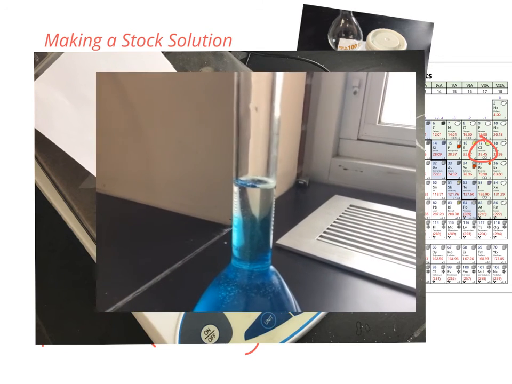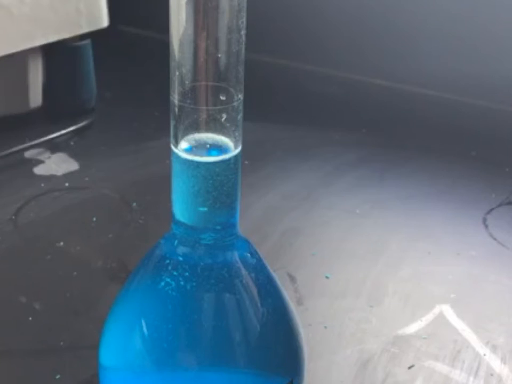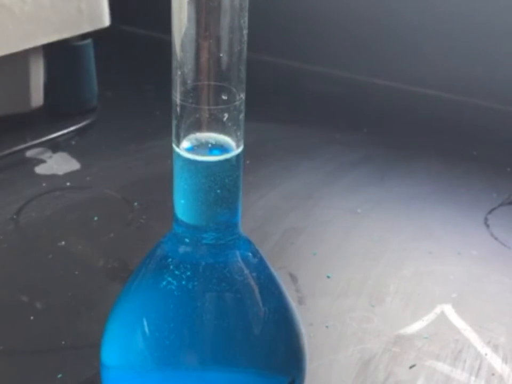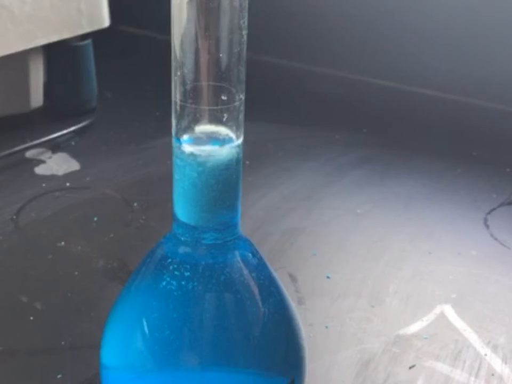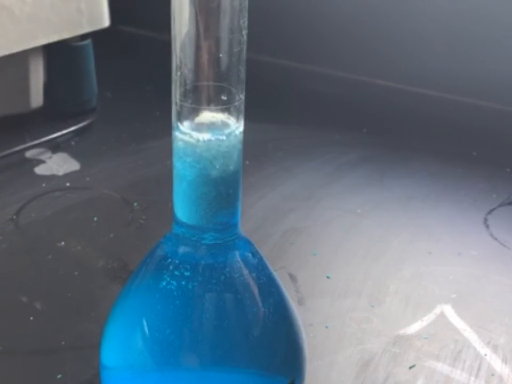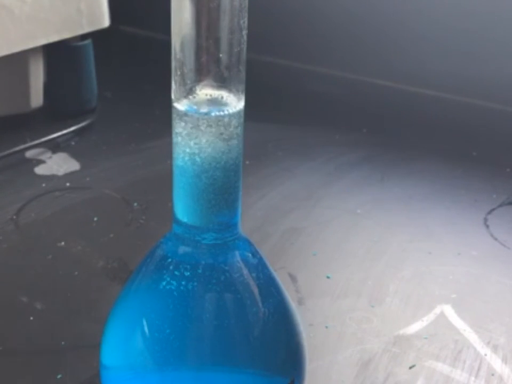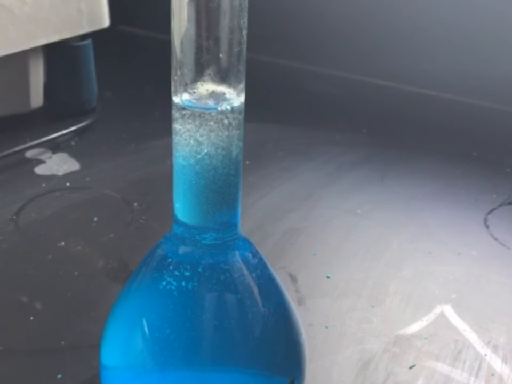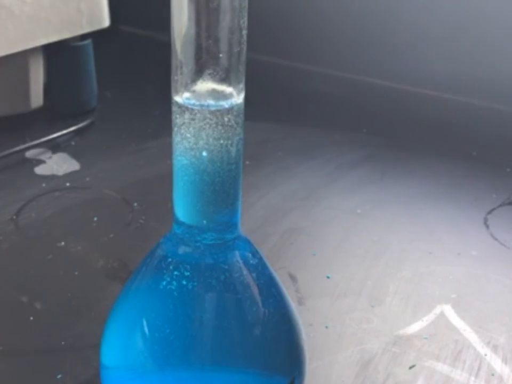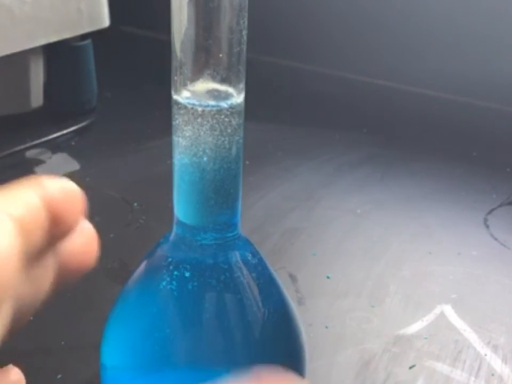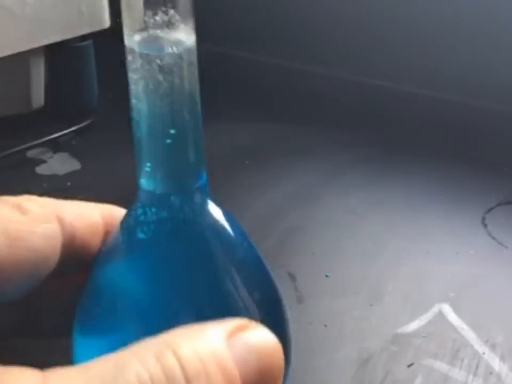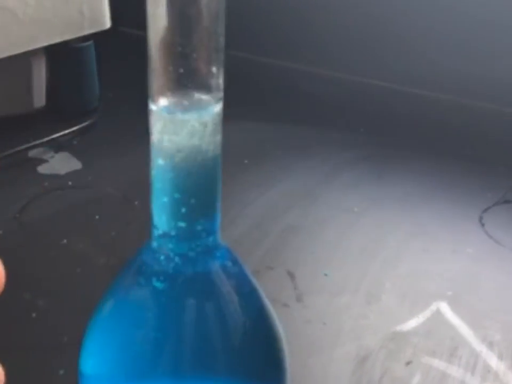Let it sit till the bubbles are gone. Then we'll add water till we get to the volumetric line. And we're done. Our stock solution of copper 2 chloride.